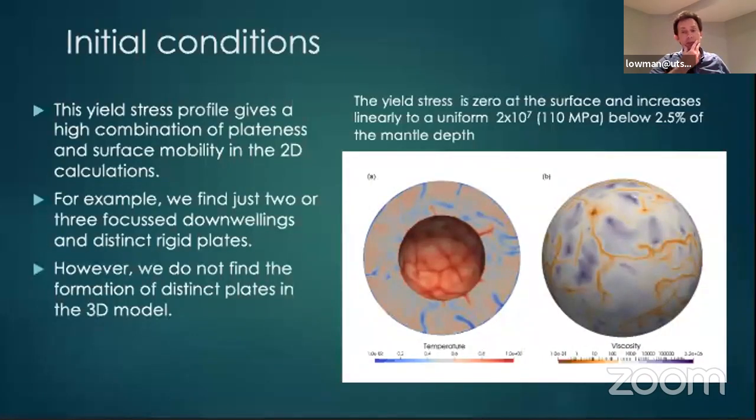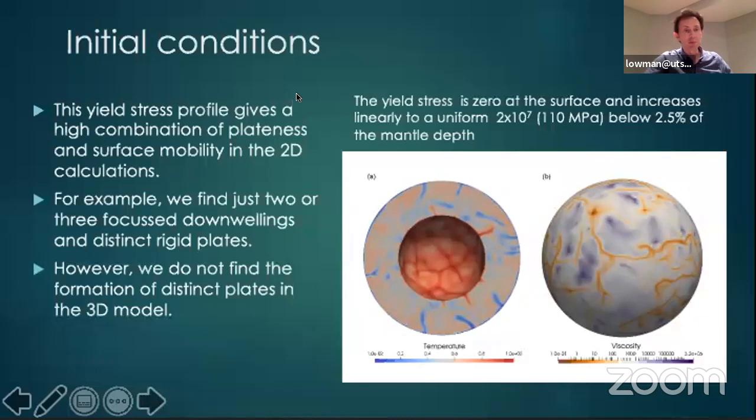So this figure shows a snapshot of the interior temperature and the near surface viscosity fields from the initial condition fields used for all the 3D calculations. The yield stress is 0 at the surface and increases linearly to a uniform 2 times 10 to the 7, or 110 megapascals, below 2.5% of the mantle depth.